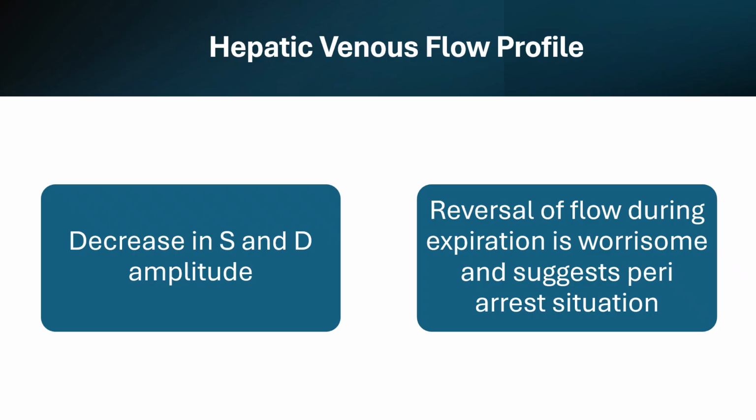Let's discuss the hepatic venous flow profile in patients with pericardial tamponade. Quite often, these patients will have a decrease in S and D wave amplitudes. Reversal of flow during spontaneous or negative pressure expiration is quite worrisome, and it potentially suggests tamponade physiology.